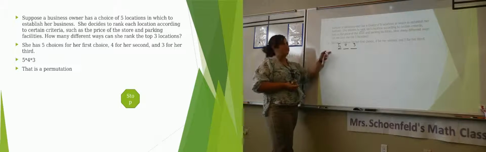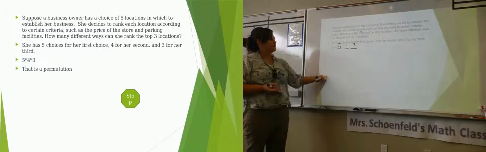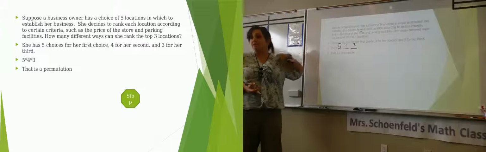Okay. So I still have 5 choices, 4 choices, 3 choices for my third thing. That is what we call the permutation piece of it.